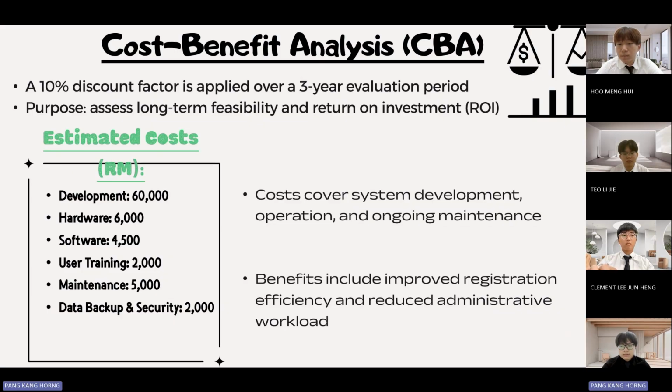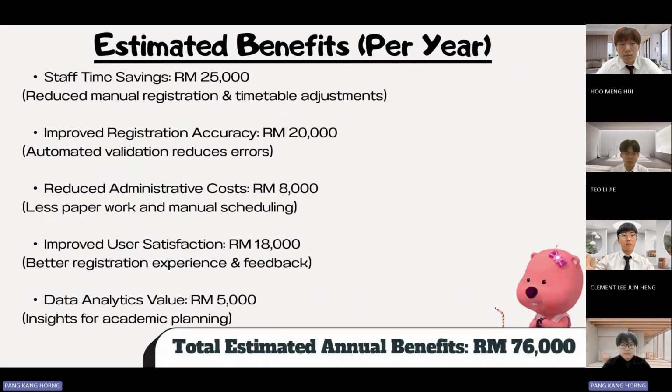The benefits include improved registration efficiency and reduced administrative workload. Next are the estimated benefits per year. Staff time saving is 25,000, from reduced manual registration and timetable adjustment. For improved registration accuracy, it is 20,000, from automatic validation and reduced errors. For reduced administrative cost, it is 8,000, from less paperwork and manual scheduling.